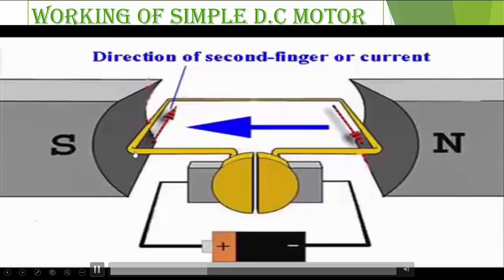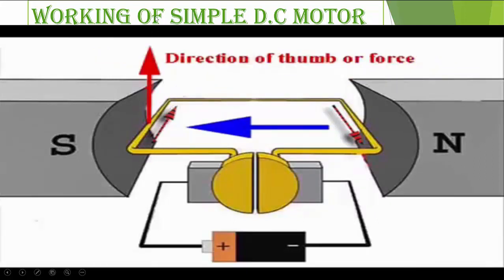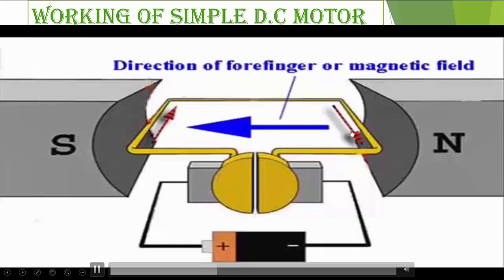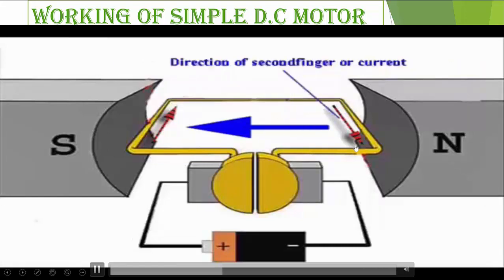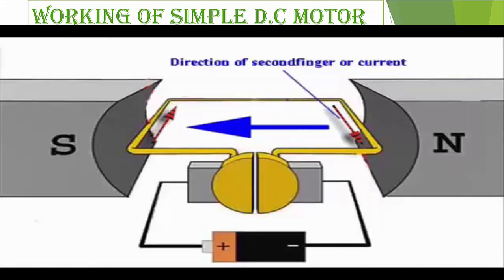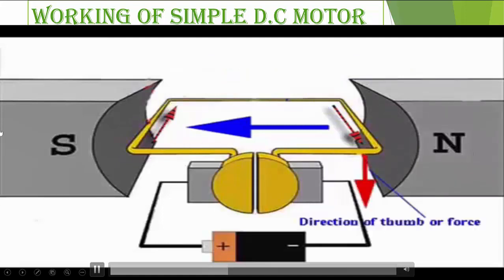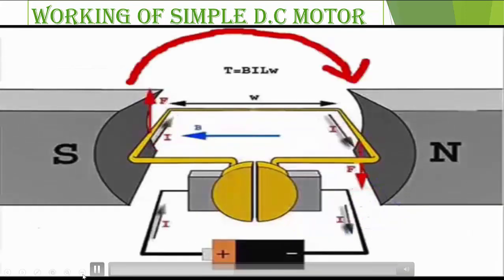So here what happens, the conductor AB moves upward. The direction of thumb indicates force and it is upward. Similarly, when we apply Fleming's left hand rule for this CD side, the current direction is opposite. Now if we apply Fleming's left hand rule to that one, the direction of magnetic field is always here, north to south pole. Then you can see the thumb points downwards, so the force acts downwards.